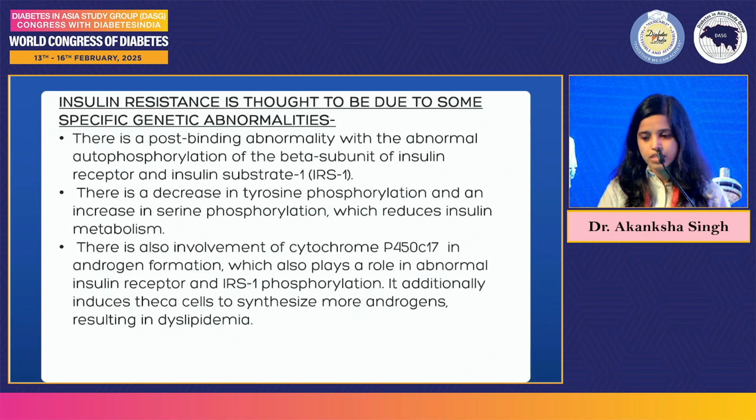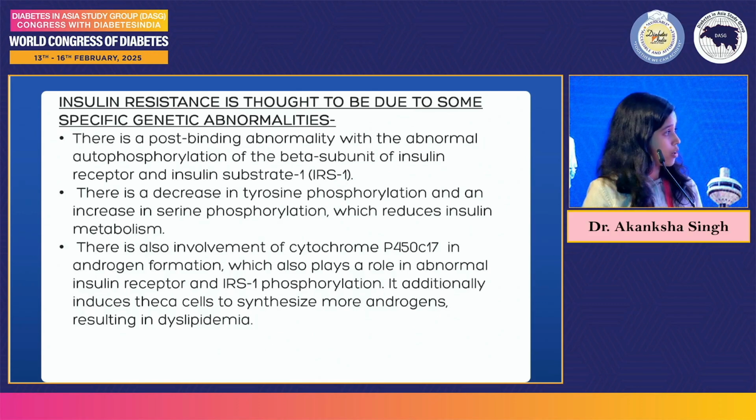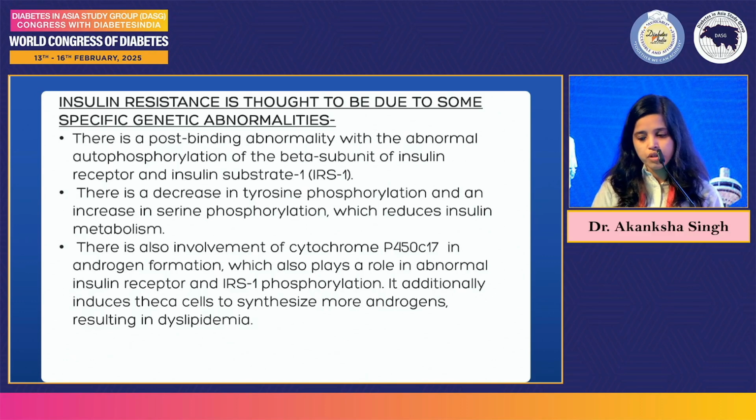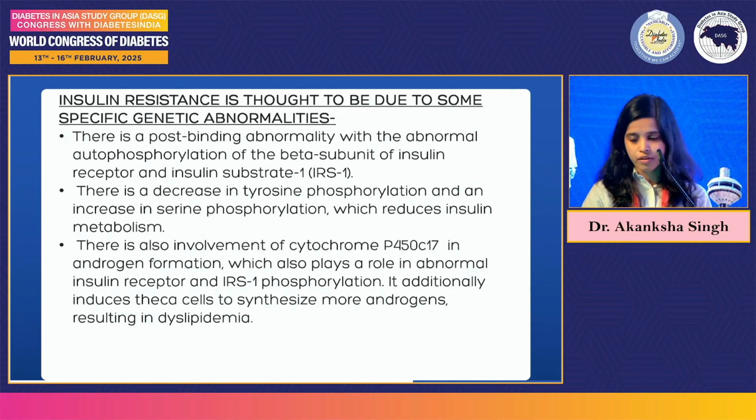Why do we see insulin resistance in a case of PCOS? There is a post-binding abnormality with abnormal autophosphorylation of the beta subunit of the insulin receptor and insulin receptor substrate 1. There is also a decrease in tyrosine phosphorylation and an increase in serine phosphorylation, which reduces insulin metabolism. There is involvement of cytochrome P450c17 in androgen formation, which also plays a role in abnormal insulin receptor and IRS1 phosphorylation. It induces theca cells to synthesize more androgens, resulting in dyslipidemia.